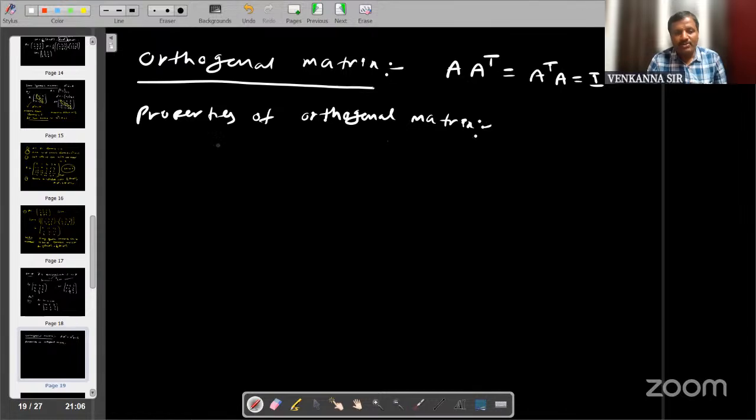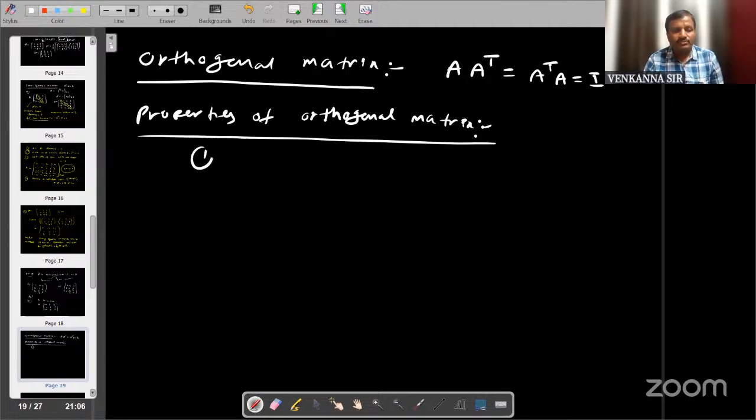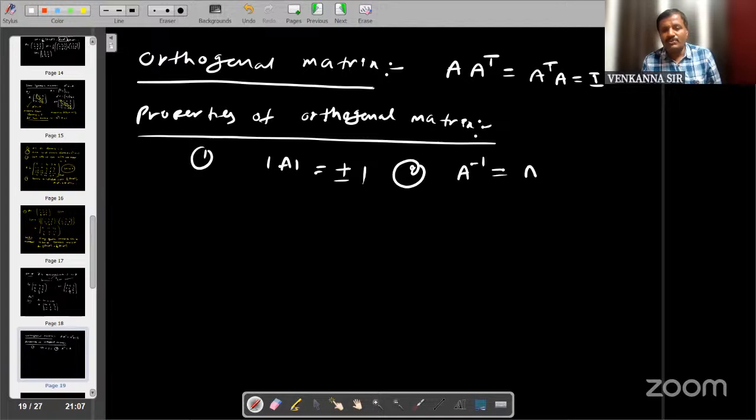What are the different properties of orthogonal matrix we are having? First one is what? Determinant of orthogonal matrix is plus or minus 1. Very very important. That is a previous GATE question only. Second is A inverse is equal to A transpose. Orthogonal matrix, A inverse is A transpose. These two are very very important properties.